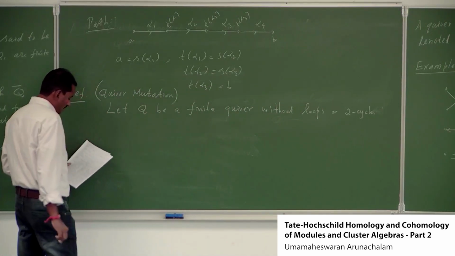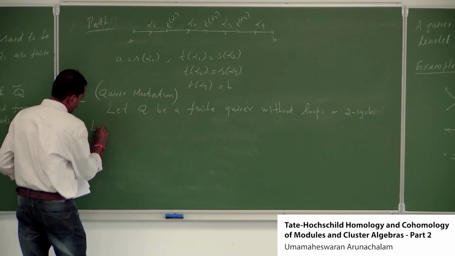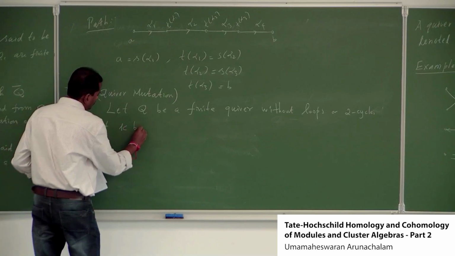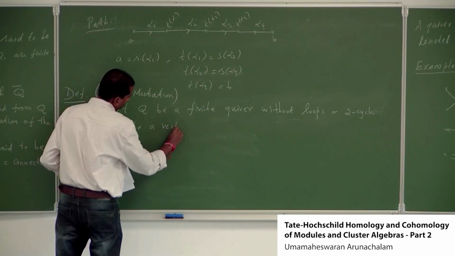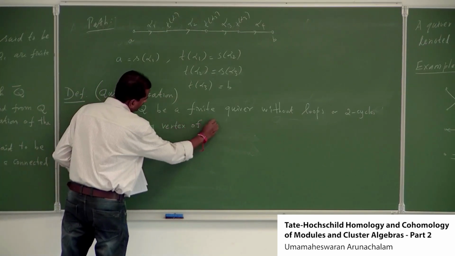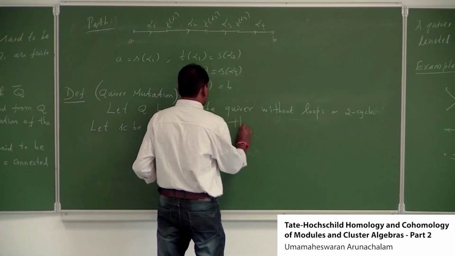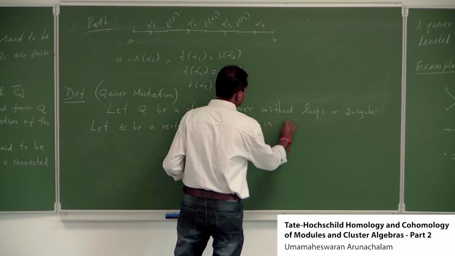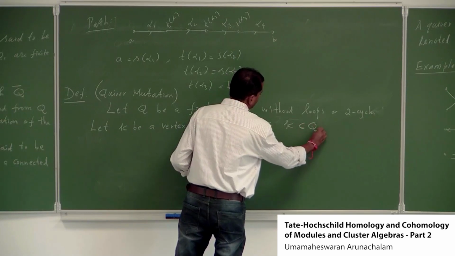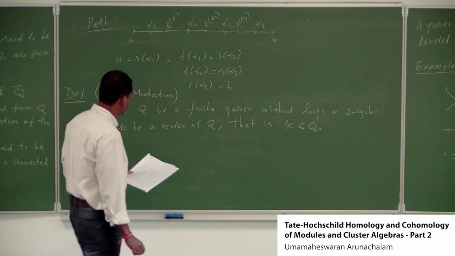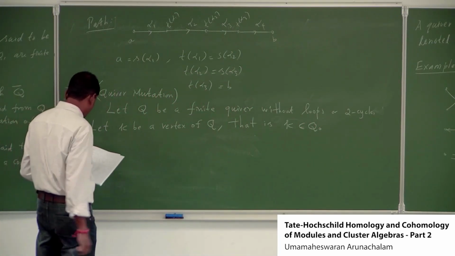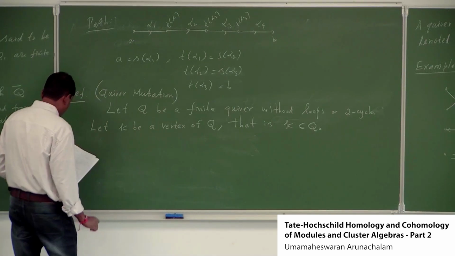Let k be a vertex of Q, that is, k belongs to Q0. Q0 is the set of all vertices, that's why k belongs to Q0. We define the mutated quiver.